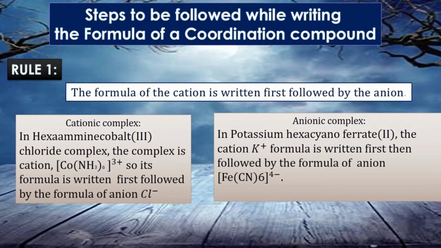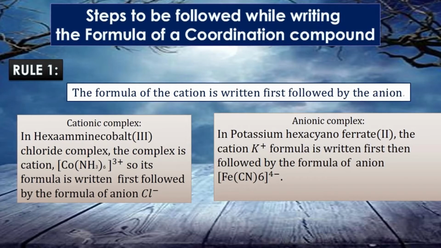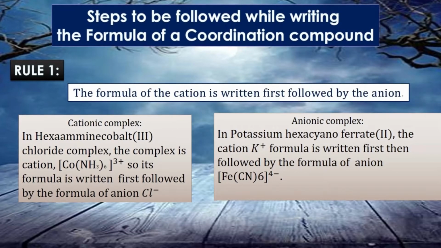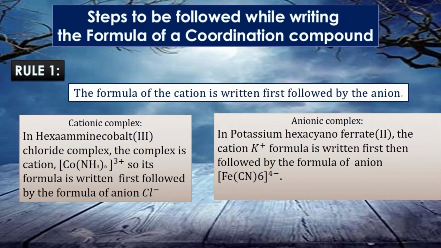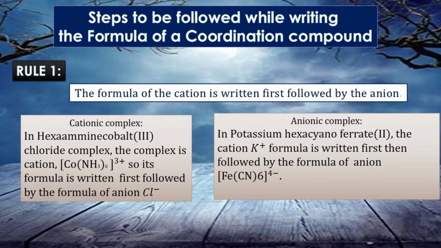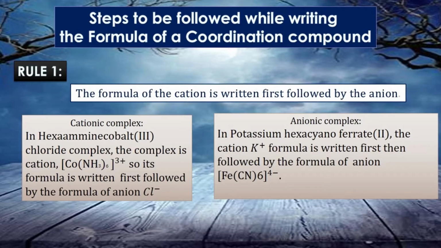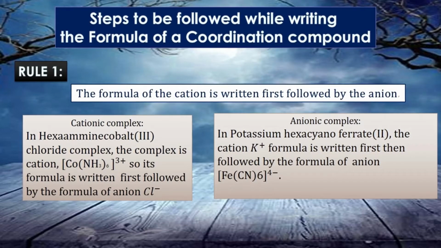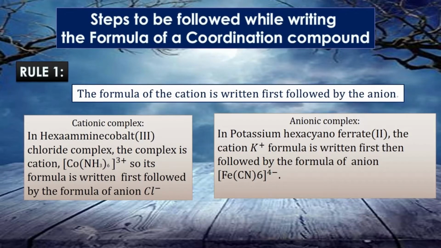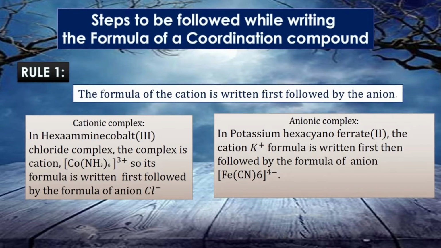The first rule is that we have to write the formula of the cation first, then we have to write the formula of the anion. For example, if you take hexaamine cobalt 3 chloride, here the complex is the cationic complex. So we have to name the complex first. Then we have to name the counter anion.